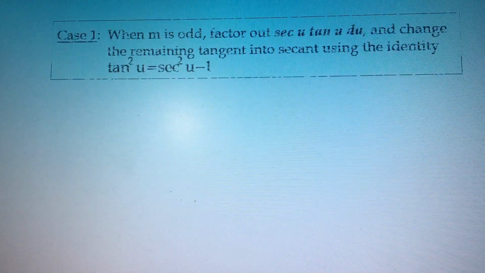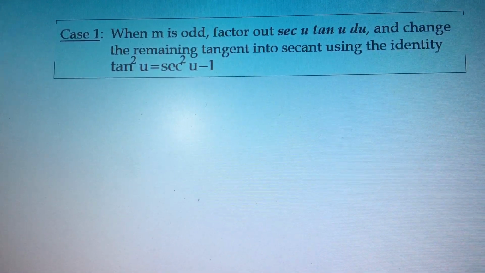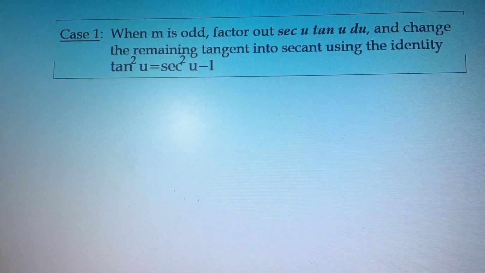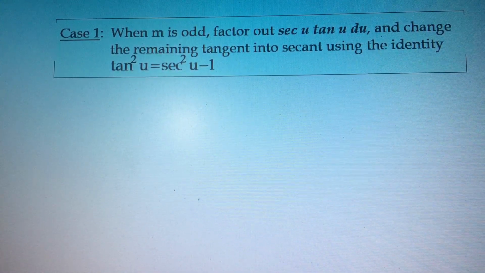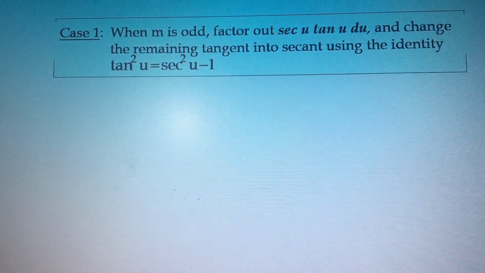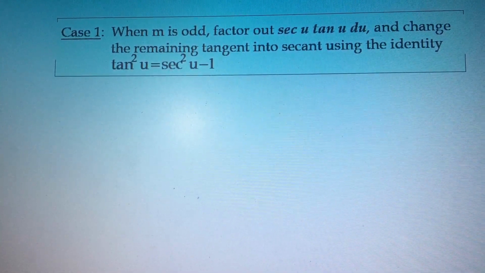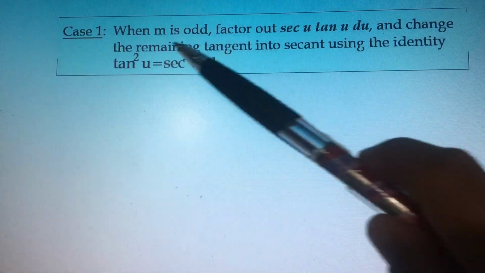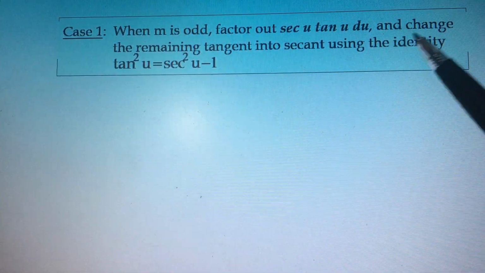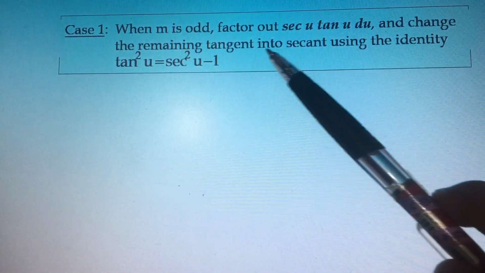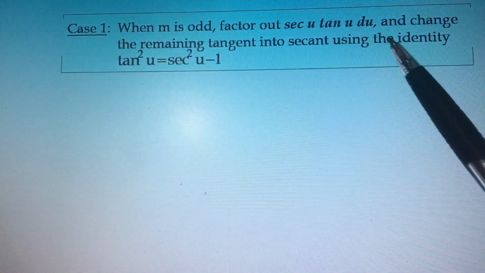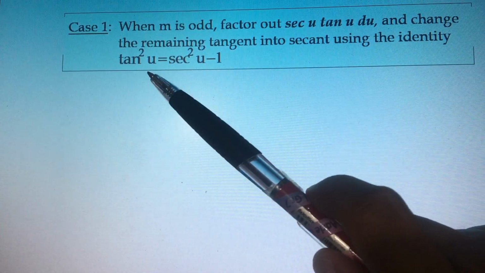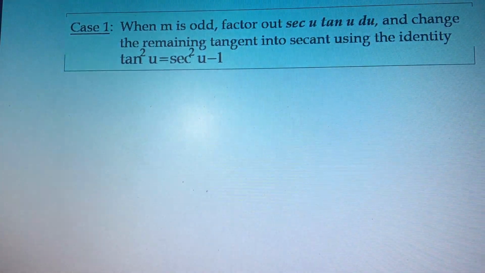Okay, so like in group 1, we also have cases. Here we have case 1 for group 2. When m is odd, the rule is to factor out secant u tangent u du, and change the remaining tangent into secant using this trigonometric identity, tangent squared u equals secant squared u minus 1.